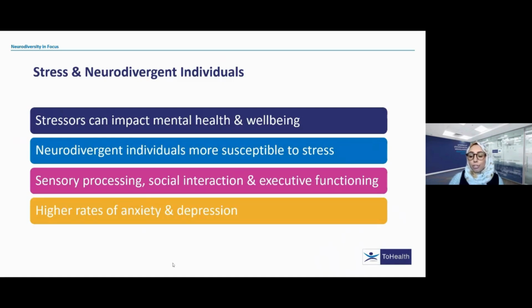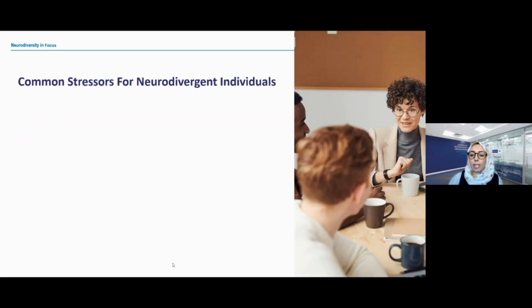This increased stress can significantly impact the overall well-being of neurodivergent individuals, and it can also lead to higher rates of anxiety and depression, as well as other mental health conditions. So therefore, it is important to acknowledge and address these stresses to try to support the well-being of neurodivergent individuals. So let's take a look at some of the common stresses of neurodivergent individuals.